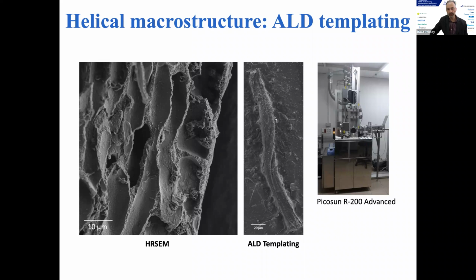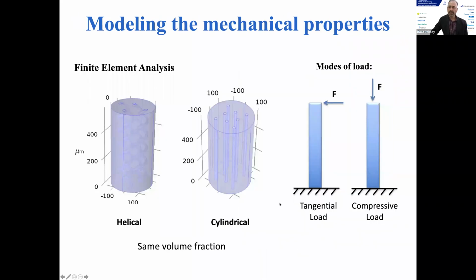We etched away the calcium carbonate, and we can actually see the helix, or the negative of it, made out of alumina, and we could get statistics on the helicity also by this method, about 67 micron pitch. We did some finite element analysis.